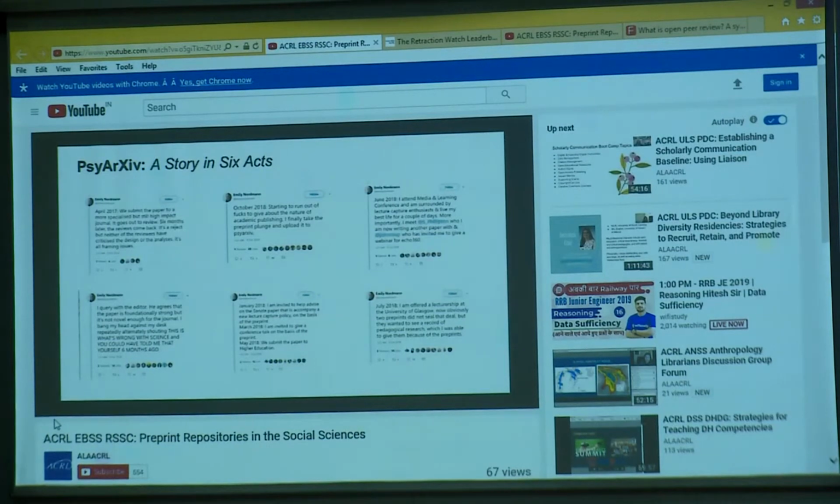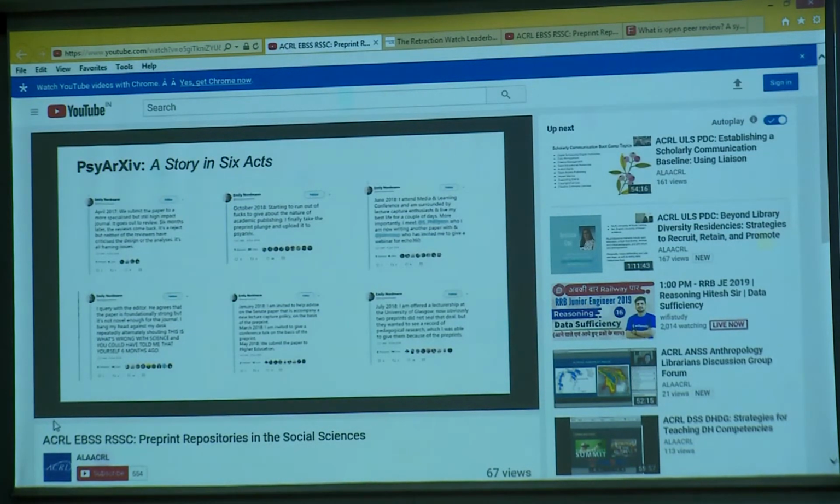And she uses some not safe for work language here in the top middle slide, but basically she says, this is going nowhere. This is hugely frustrating. I'm not getting good feedback on my work. I'm not sharing my work. I'm going to take the plunge. I'm going to try out this preprint server and see how that goes for me.